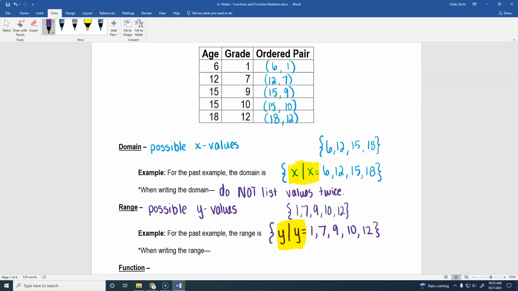Is it like in order? They don't necessarily have to be in order. Typically, on multiple choice, you're going to see them written from lowest to highest, but they don't have to be in order. If I wanted to list 12, 9, 10, 7, 1, out of order, that's fine. It's just listing all of your y coordinates there. When you're writing the range, again, do not list values twice.